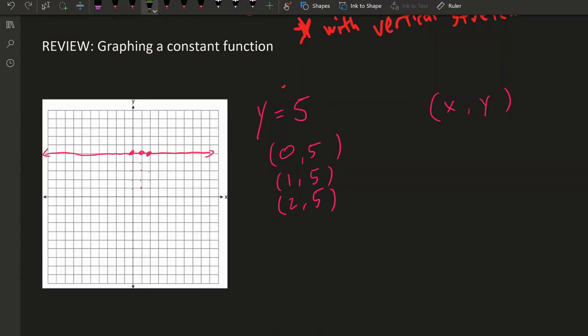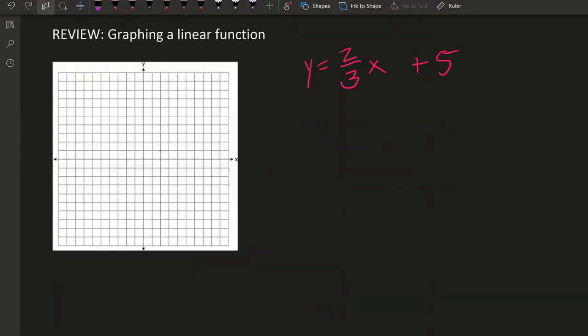So let's do it again. What if I said y equals negative 3? Well, that would be 0, negative 3. 1, negative 3, 2, negative 3. Graphing those would be 0, negative 3, 1, negative 3, 2, negative 3. We get the point. So it would look like that.